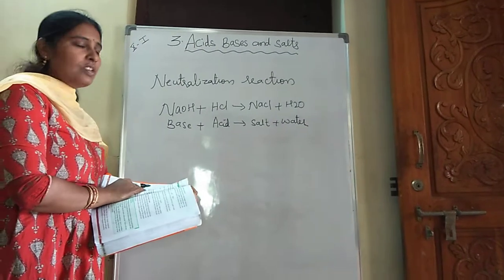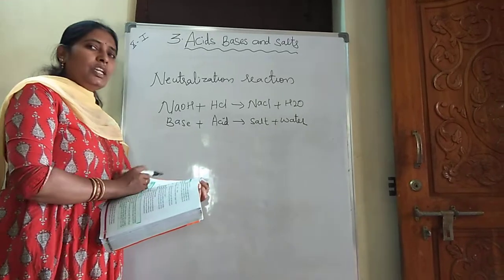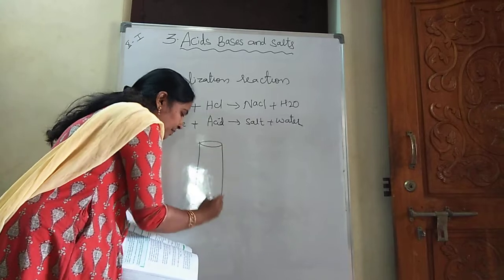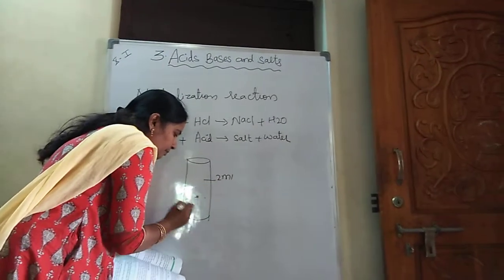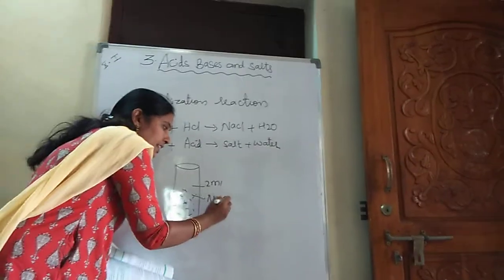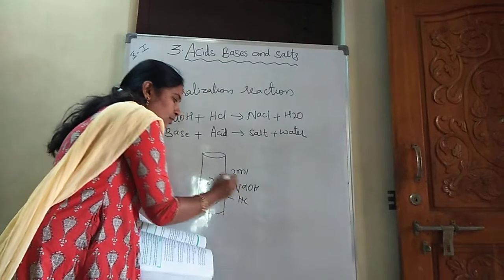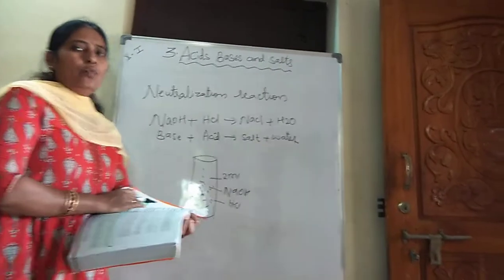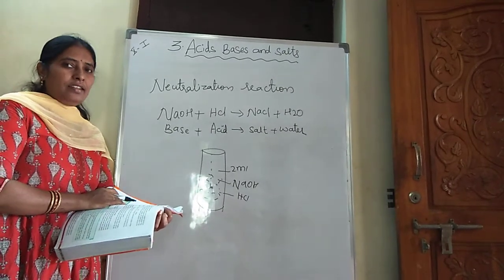For the neutralization reaction, a simple activity is described. It asks us to take 2 ml of sodium hydroxide in a test tube. To that we add a few drops of HCl. When it is added, it forms salt and water, and this reaction is known as a neutralization reaction.